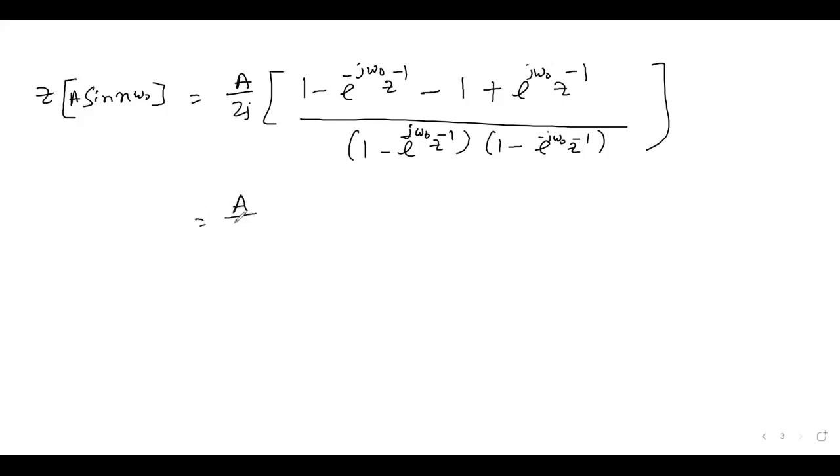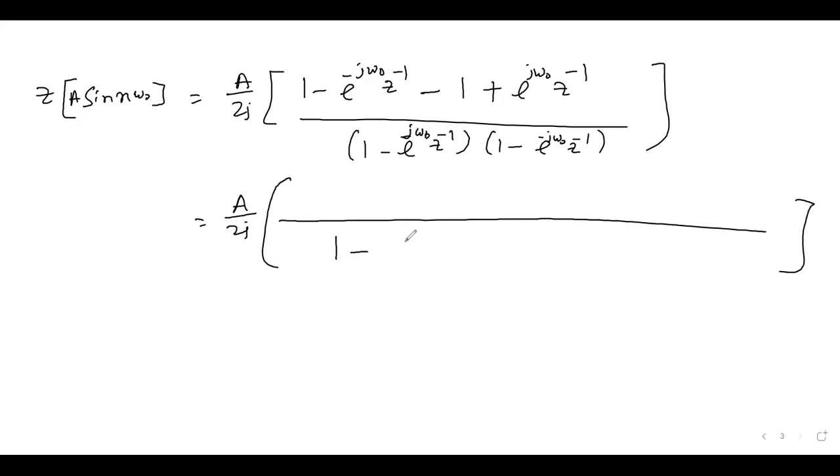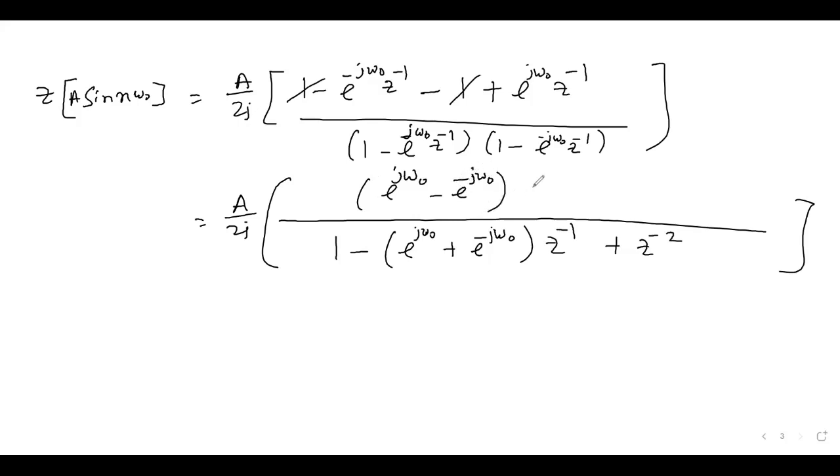So a by 2j. I multiplied the denominator: 1 minus e to the power j omega 0 plus e to the power minus j omega 0 times z to the power minus 1, and this one will be plus z to the power minus 2. Okay? So this term will cancel out. So we have e to the power j omega 0 minus e to the power minus j omega 0, times z to the power minus 1. All right.